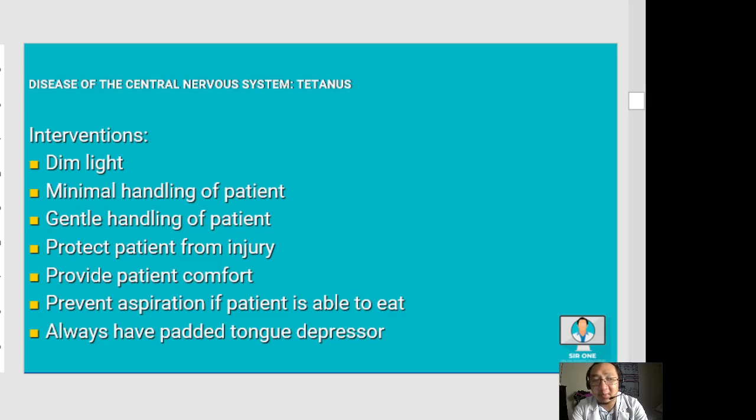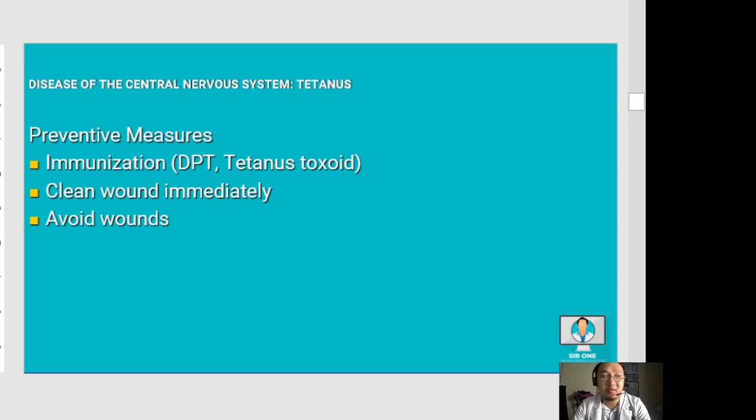The tongue depressor is prepared to guard the tongue, but this should be placed before the seizure. Remember that when a patient has an impending seizure, they have an aura or signs that they are going to have seizures. That's the time you place the tongue depressor, not during the attack, when the neck is already stiff. If you force it open, you may either fracture the bone of the patient, or they may bite you and injure yourself. So the padded tongue depressor is prepared and inserted before the attack.